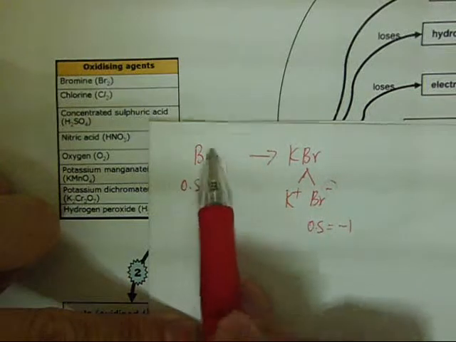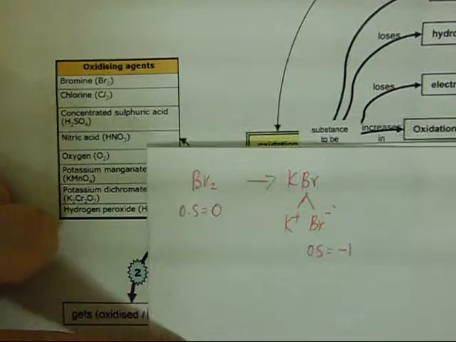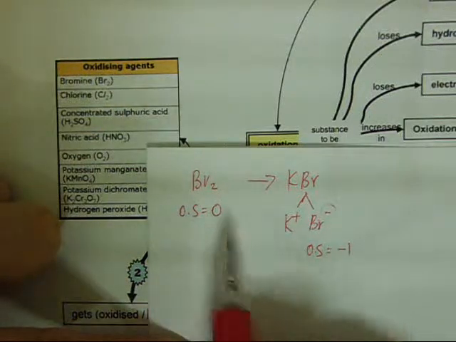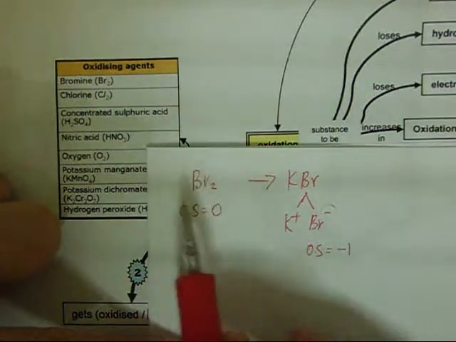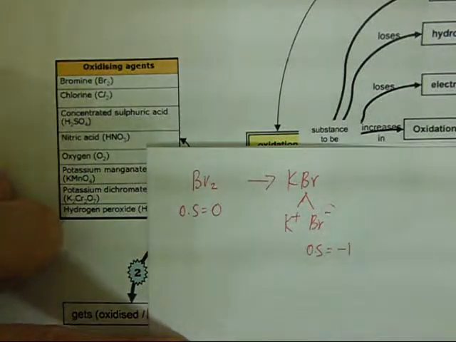Now, so Br2 is reduced. That means it must be an oxidizing agent. So this is how I find out whether a substance is an oxidizing agent or reducing agent. I just think of it in this way. Br2, after a chemical reaction, it will combine with other substance. It will not remain as Br2.